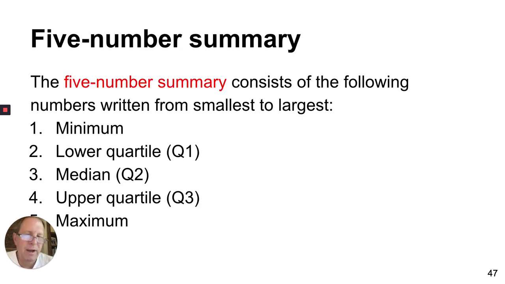Oftentimes when creating box plots, we use something called a 5-number summary. Your calculator will give you these numbers, and I'll show you that later. This is the 5-number summary. It consists of the following numbers written from smallest to largest: the minimum, the lower quartile, the median, the upper quartile, and the maximum.